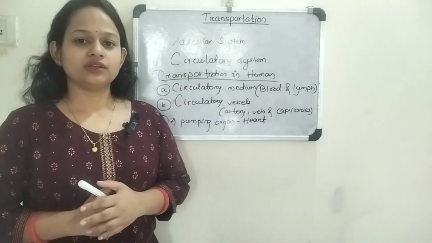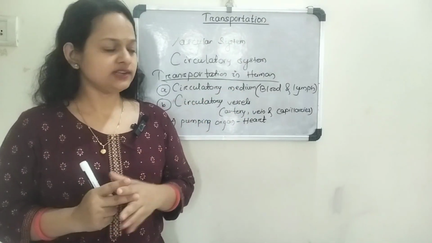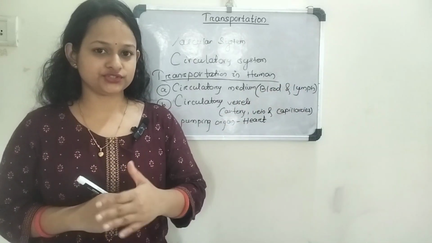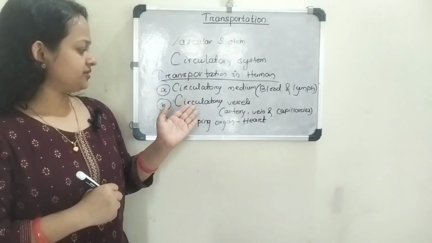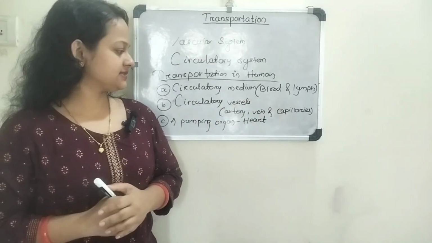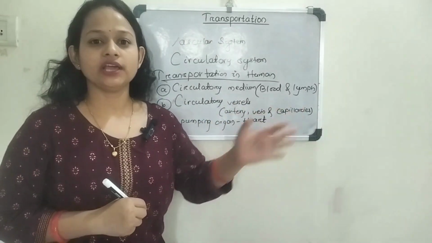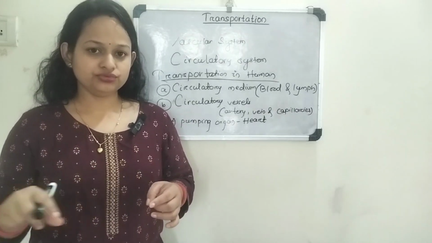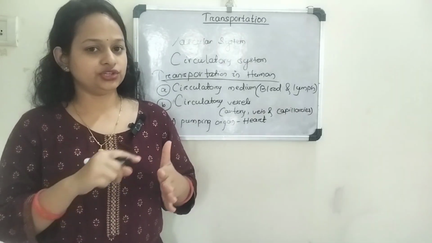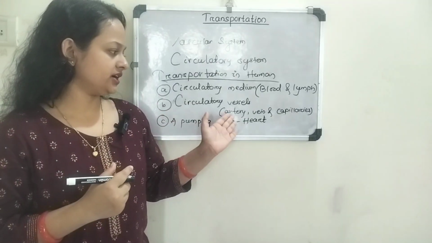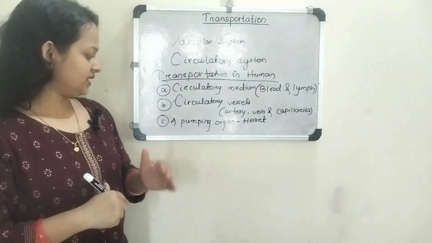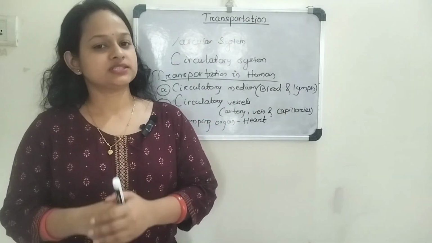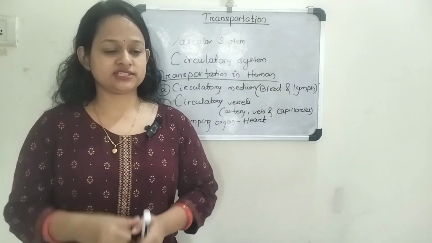For the circulatory medium, a medium is required, that is blood and lymph. These two will give the medium for the process of circulation. And the circulatory vessels, that is artery, vein and capillaries, are the tube-like structures through which this circulatory fluid flows. Then a pumping organ, that is the heart, is required for the process of circulation in humans.